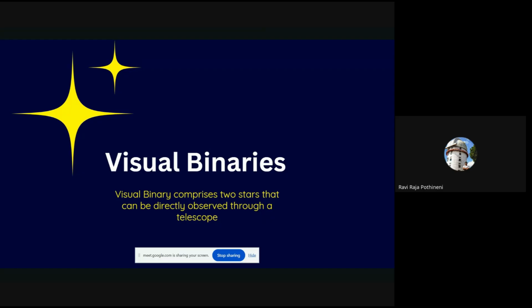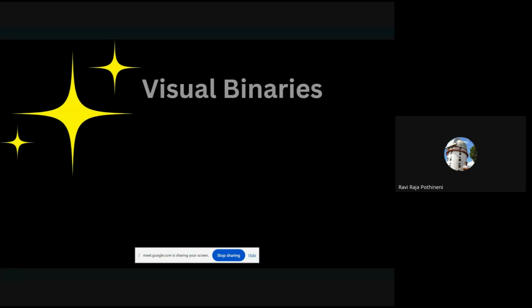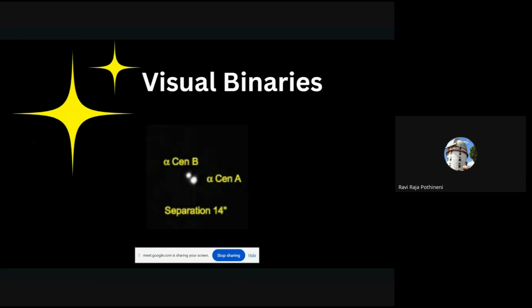Now coming to visual binaries, just now I have told you, making use of a small telescope, you can simply resolve them as two different stars, two distinct stars. Such a binary star system is called visual binaries. The example I have shown earlier, our neighbor, Alpha Centauri A and Alpha Centauri B, fall under this category. They have a separation of about 14 arcseconds. So with a telescope, you can clearly see that these two stars are well separated.